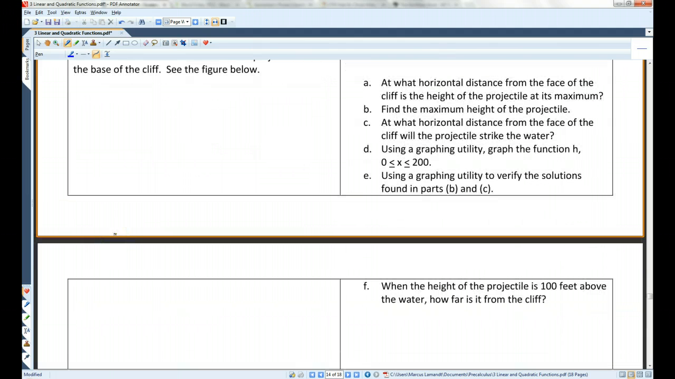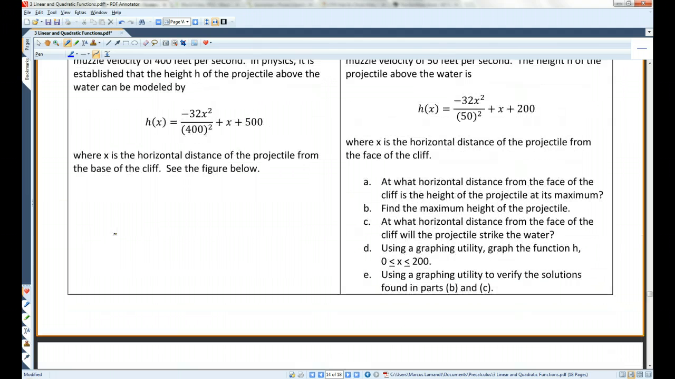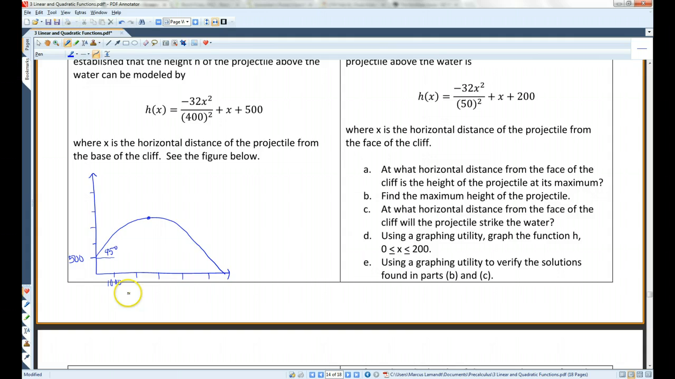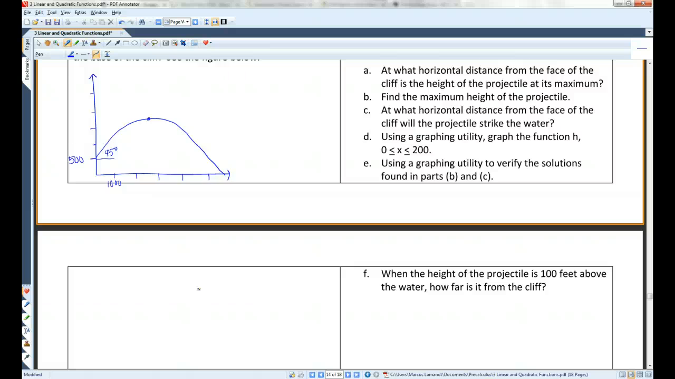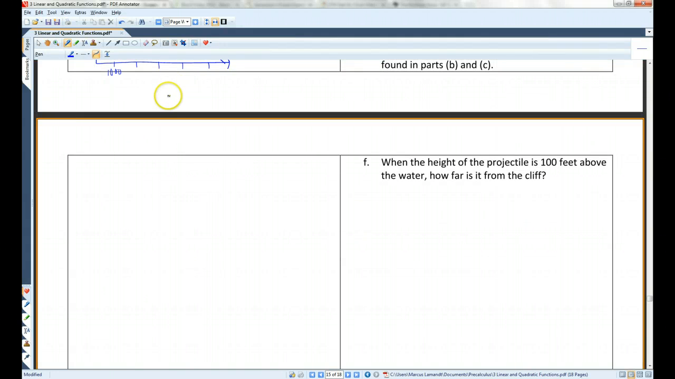Oh, I forgot the figure here. I'll draw the figure for you guys. Here, I'll just pause it and draw it. Alright, there's the projectile. Now, a couple things we're going to find here, and I guess I forgot to write these down too. They want you to find the maximum height of the projectile, and they want you to find how far from the base of the cliff will the projectile strike the water.